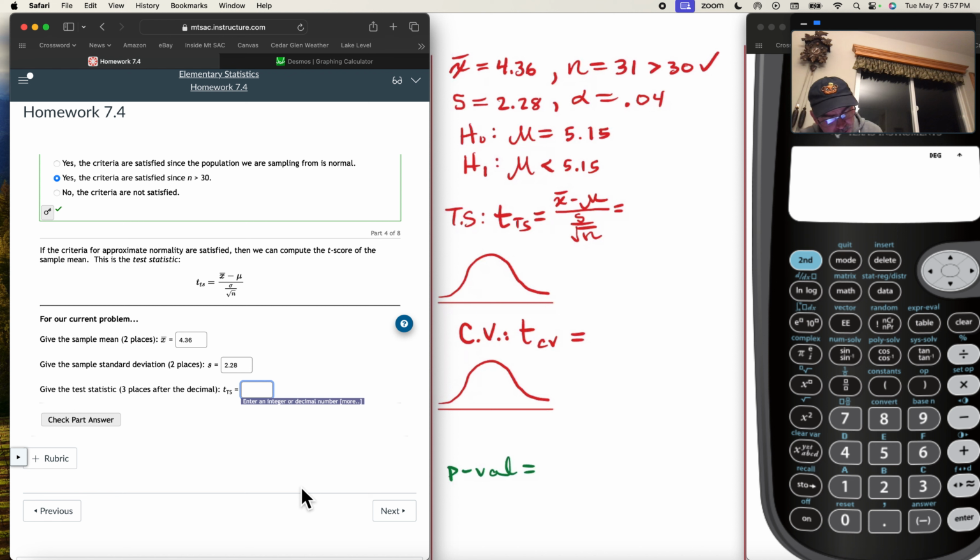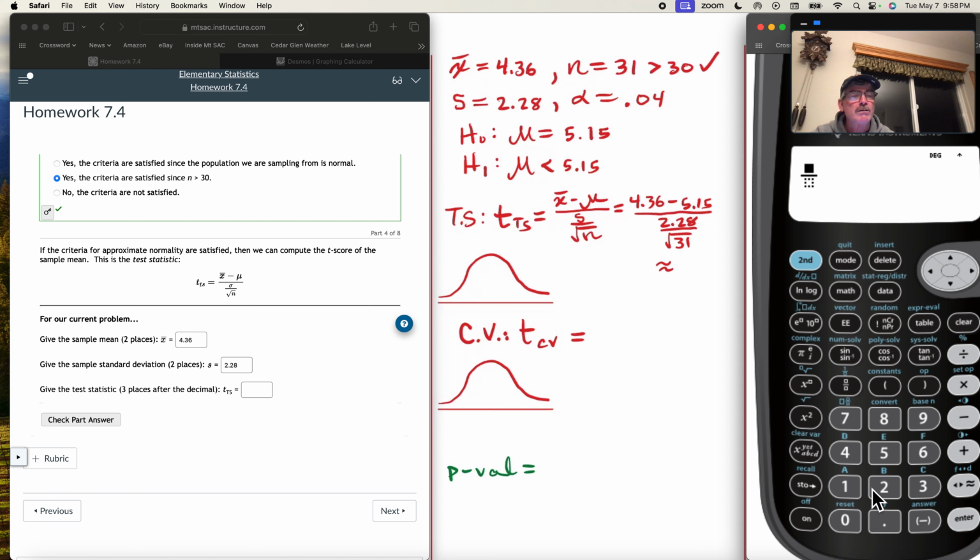So x bar 4.36 minus mu. Well, the mean from the null hypothesis is 5.15 over s, which is 2.28, divided by the square root of n, which was 31. Okay, and we'll round that to, I believe, 3 places this time. So we'll go ahead and punch that in.